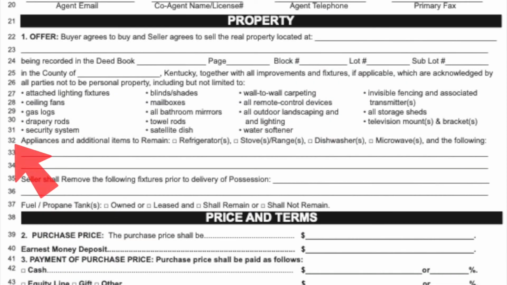On line 32, it also says appliances and additional items to remain. Well, we've talked about the refrigerator. Well, if it's connected, it's considered a fixture. If it's not connected to the water line, maybe it's not. Stoves and ranges, maybe if they're hardwired into the property, or the gas line, they might be considered fixtures normally. We don't know. So we want to make sure that we clarify it.